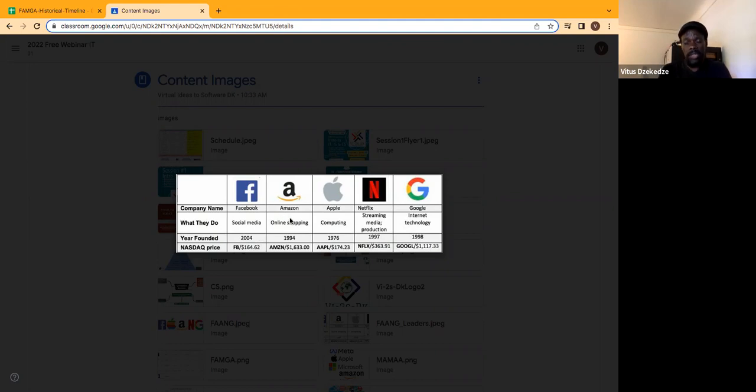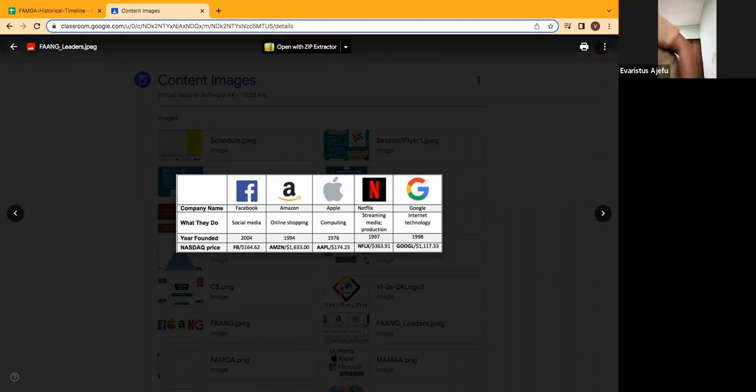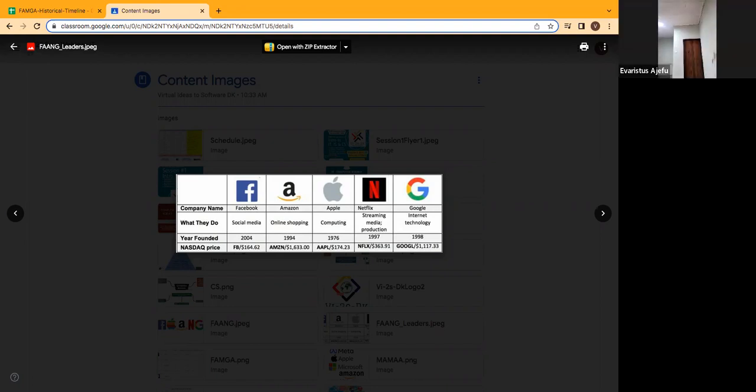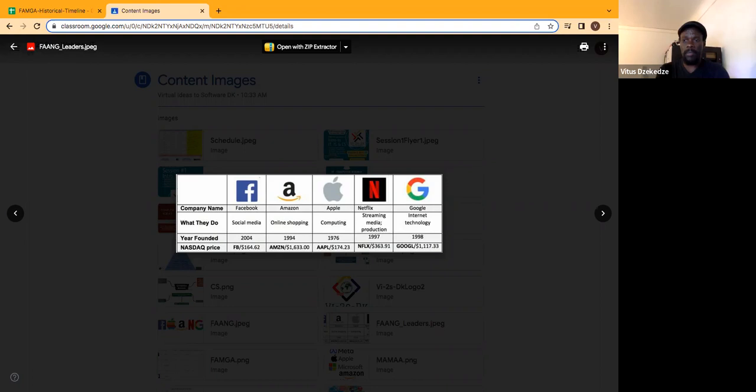Amazon is online shopping, okay? It started in 1994. Obviously, it did not start in 1994 that way. It has evolved quite a bit. Apple is in computing. Apple started in 1976, one of the oldest amongst all of them on this slide. Netflix is a streaming media production company which started in 1997. And Google, again, is an internet technology company, started in 1998. Okay. So this gives us an idea of the different companies.